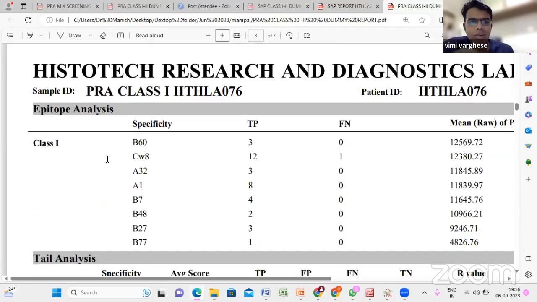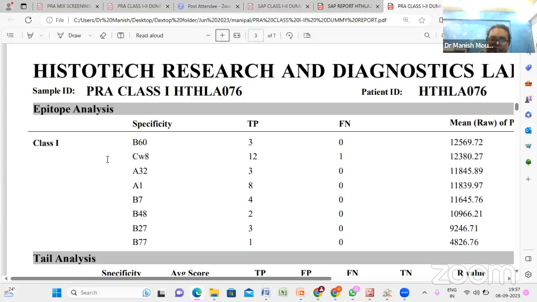So to understand more, sir, if you take the B60 class 1 specific antigen, the true positive is 3. That means 3 times it is truly positive among the beads, sir, or how do you interpret that value 3, sir? Yes. So true positive 3 means 3 beads are coming positive. Okay. 3 places B60 was coded and 3 are coming positive. B7, 1 place is coded and 1 is coming positive.